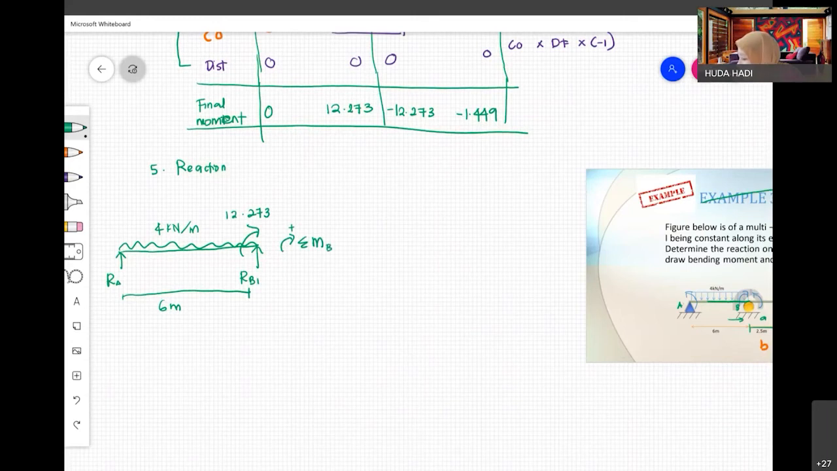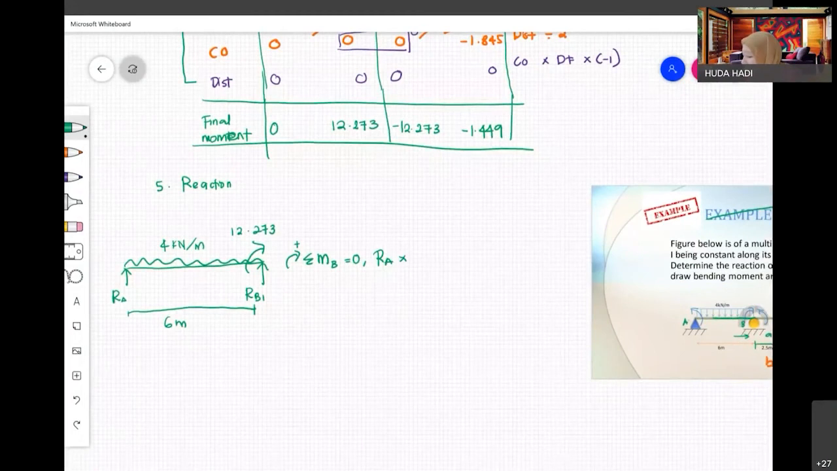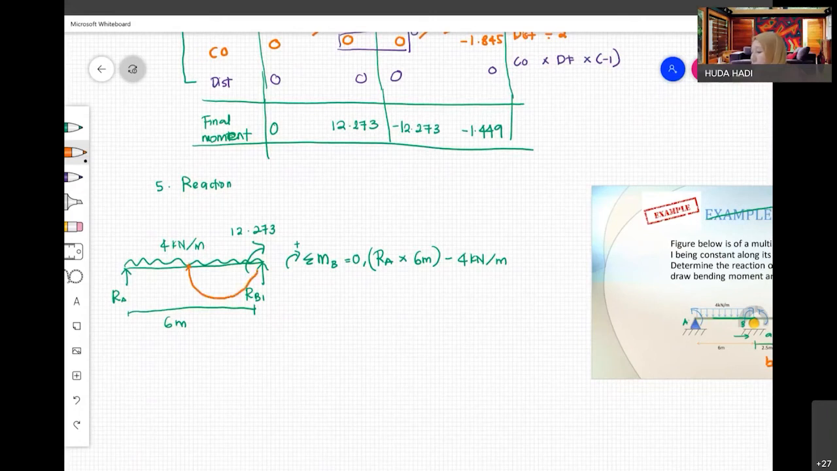So I take moment dekat B equal to 0 and I kena darabkan dengan the distance which is 6 meter. Okay, and minuskan dengan UDL 4 kilonewton per meter. Since dia adalah loading, so dia turun ke bawah. So bila dia turun ke bawah, dia pushing dia macam ni lah. Okay, so counterclockwise, that's why dia negative. And then you darabkan dengan the length of the UDL.